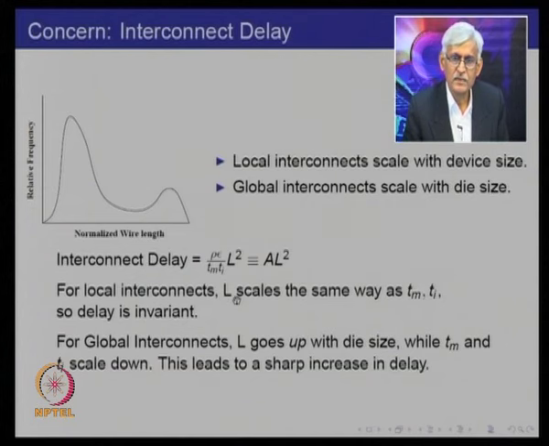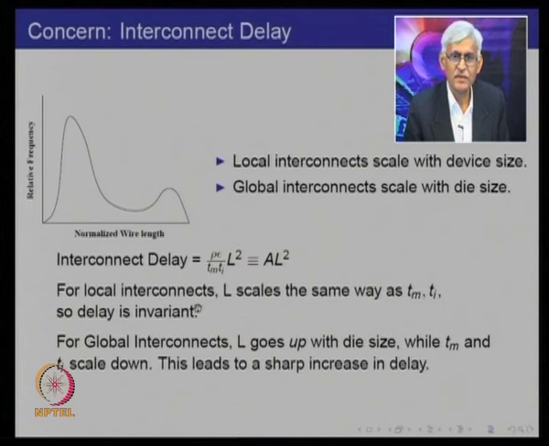For local interconnects, as we change the technology, L scales the same way as Tm times Ti. So, the delay is invariant. If we scale down L by the factor S and scale down Tm and Ti by the same factor S, both the numerator and the denominator will be divided by S squared. So, the delay is invariant. This is not very good, our active circuitry is becoming faster, but our interconnects remain the same speed, even as we scale the technology. However, this is still manageable.